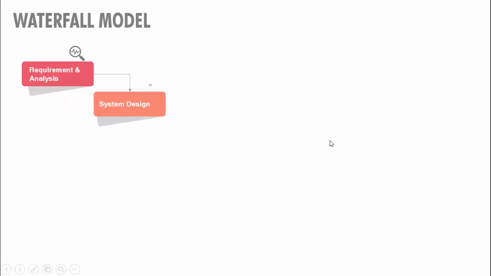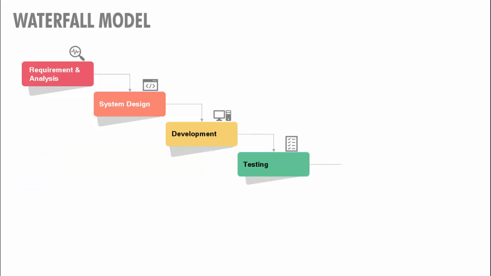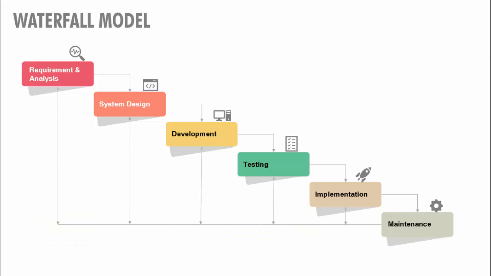In today's tutorial, I'm going to show you how to create a waterfall model in PowerPoint, and this is how the slide works. When I click, the first step comes, which is the requirement and analysis. You can see here I've added some shadow effect along with the icon. When I click, it will show the second step, which is the system design, development, then the testing, the implementation, and the last one is the maintenance.